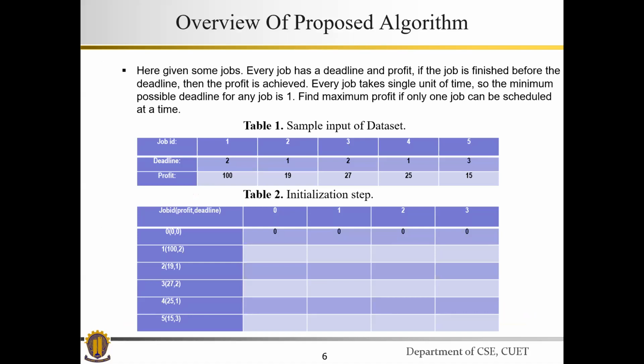Here is an overview of the proposed algorithm. Here some jobs are given, with job IDs 1, 2, 3, 4, 5. There are 5 jobs. For the first job, the deadline is 2 and the profit is 100.